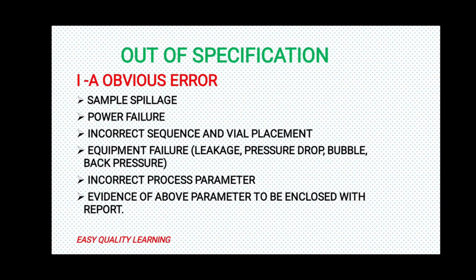Incorrect process parameter. If you have processed the chromatograms with an incorrect method, or the method which you have entered into the chromatograph is incorrect, that is also possible. That also comes under obvious error. And evidence of the above parameters is to be enclosed with the report. Whatever we are saying is the obvious error due to which the failure has occurred, we need to incorporate the evidence of that particular part.